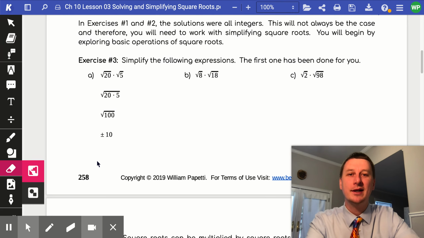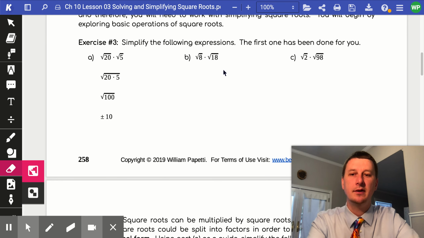Now, we're going to move on to exercise number 3. Exercise number 3 says to simplify the following expressions. The first one has been done for you. So let's take a look at what's being done in the first one.